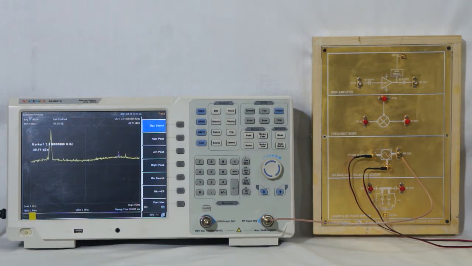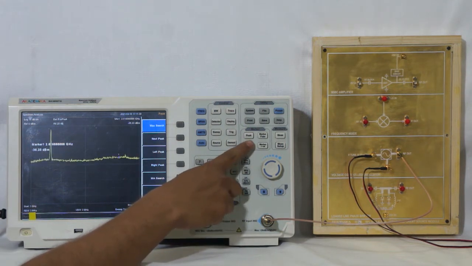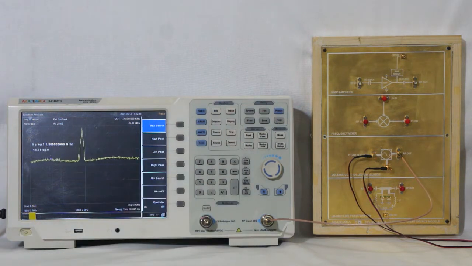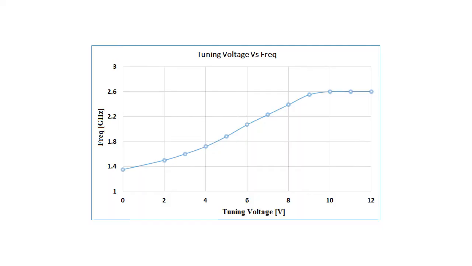You will see the frequency spectrum at 1.3 GHz, which is the free running frequency of the VCO. Now, as per the characteristic of the VCO, as you change the tuning voltage from the DC power supply, you will see the frequency shift. Plot the graph of tuning voltage versus frequency. In this way, a VCO can be used to generate different frequencies within its band by changing the tuning voltage.